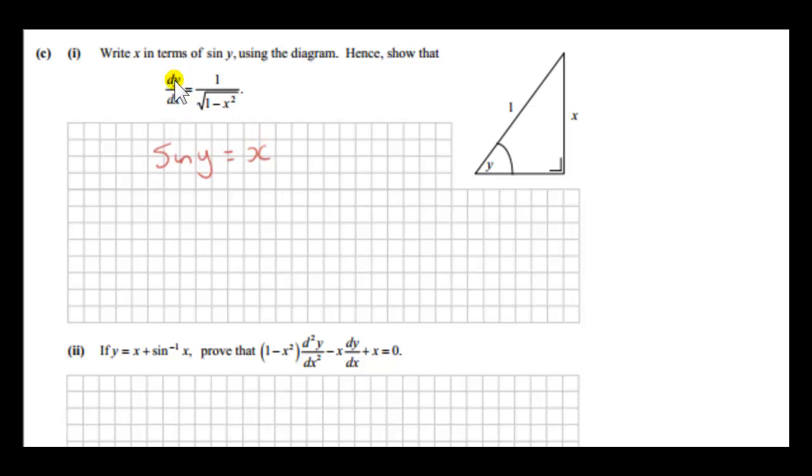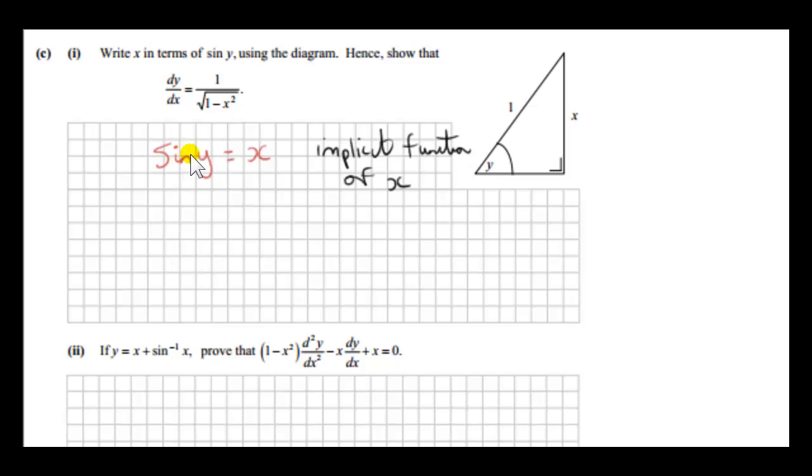Now we want to show that dy/dx is given by this here. Now we can see that y is not given explicitly in terms of x. Here we have an implicit function, an implicit function of x. So y is some function of x, but y is not explicitly given on the left hand side, and something involving x on the right hand side.